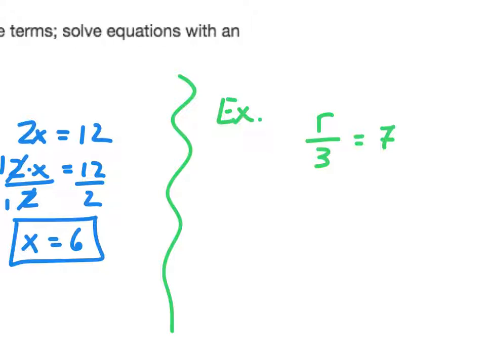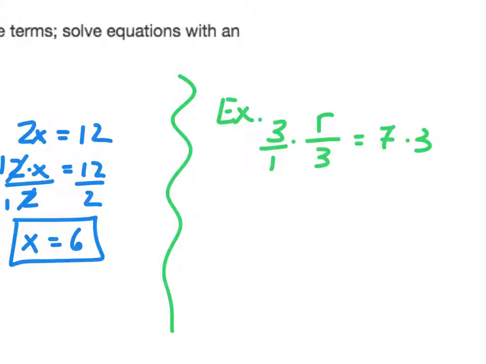This notation here indicates that we're dividing by 3. So the opposite of dividing by 3 is going to be multiplying by 3 on both sides. And when I multiply by 3 over here on the left, it's really 3 over 1.